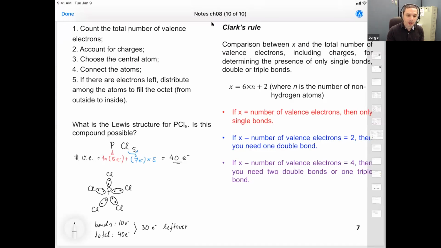The leftover electrons will be used to fill up the octet of all the atoms in the formula, always starting from the atoms on the outside of the structure. And if after that there are still leftover electrons, they will be dumped on the central atom. So each chlorine here has 2 electrons. To make it to 8 and fill up the octet, you need 6 more. So we are going to do that for all the chlorines because they are all equivalent.